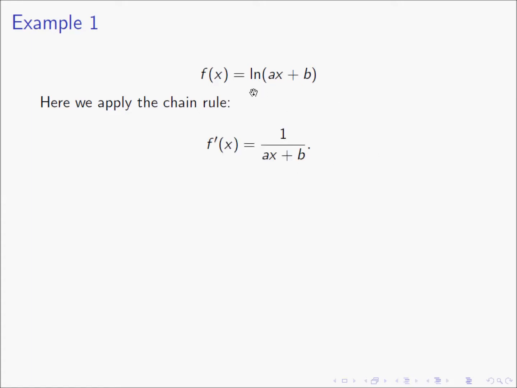So to find the derivative of this function, we need to take the derivative of the outer function, that is natural log, but evaluate it at the value of the inner function. So we have 1 over ax plus b, and we need to multiply that by the derivative of the inner function, that in this case is just a. So this is the final answer. This is just a very simple example.